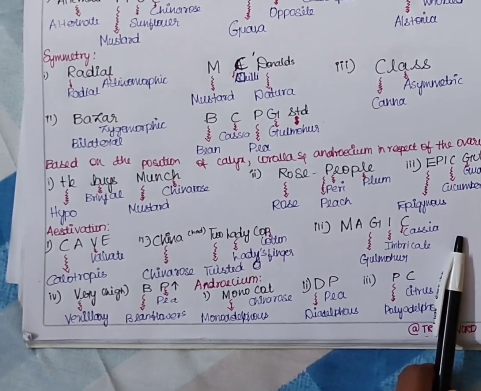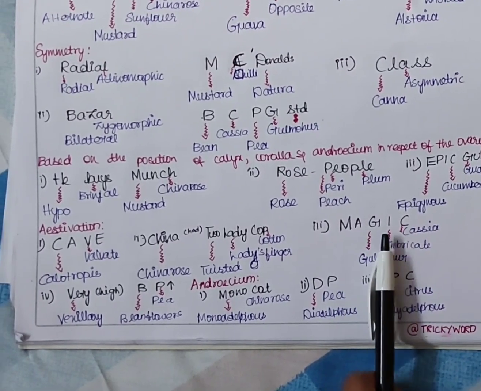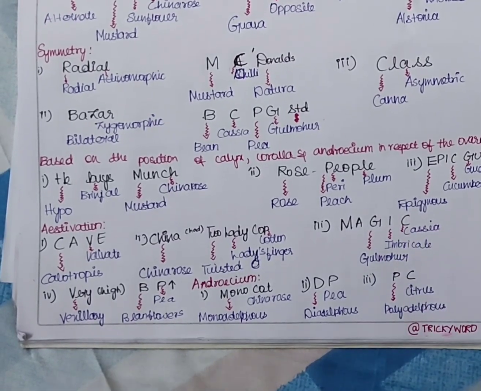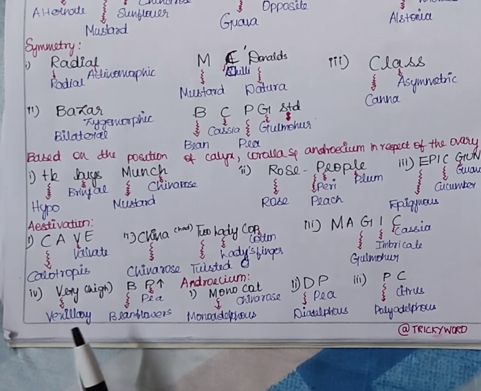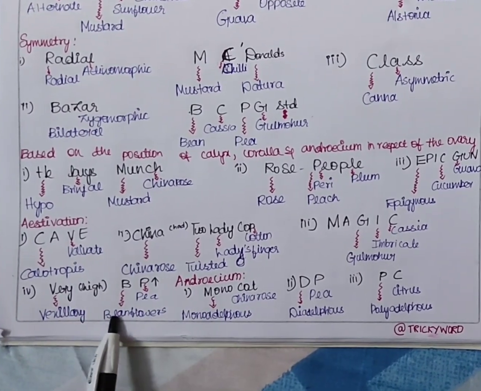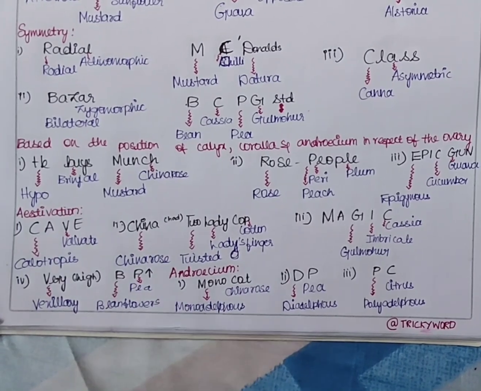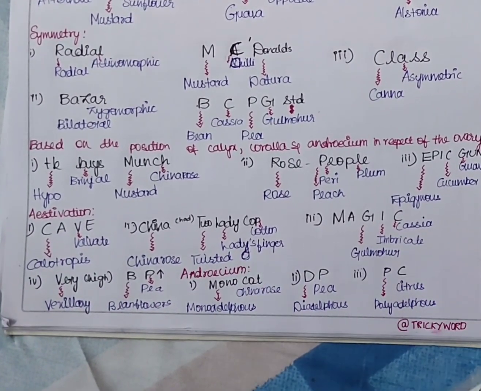The next one will be MAGIC, which is for imbricate aestivation. Here G is for gulmohar, I is for imbricate aestivation, C is for cassia. The next one will be very high BP. Very is for vexillary aestivation. This is the last type of aestivation, and B is for bean flower, P is for pea. Very high BP, vexillary aestivation.